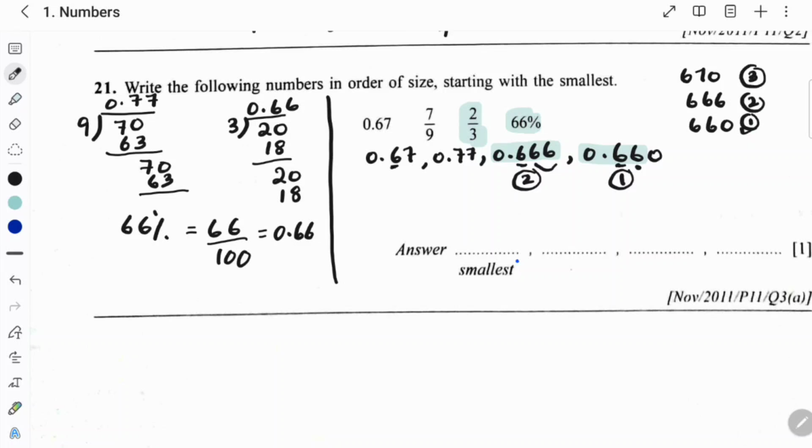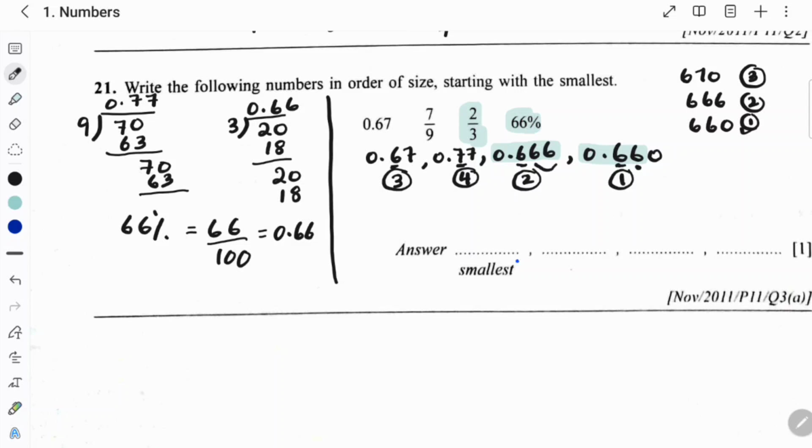Whenever there is no number in the last digit after the decimal point, you can put a 0 by yourself. So that is the third number, and obviously the last one is the highest, that will be the largest number here. I hope you understood.